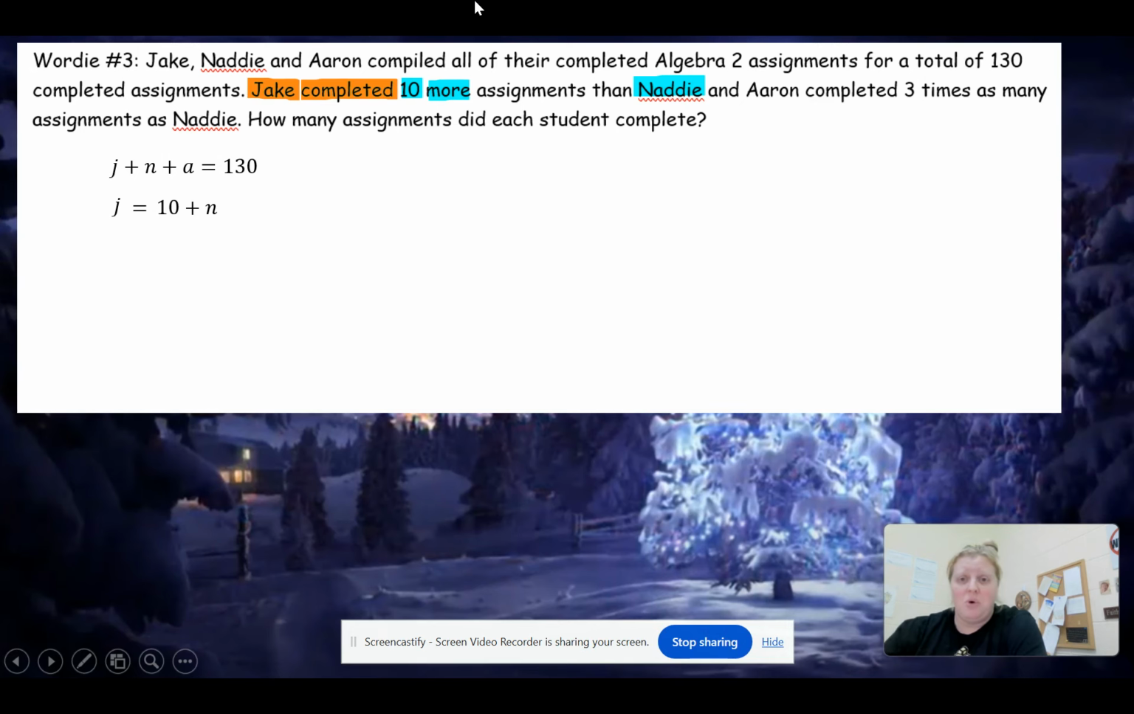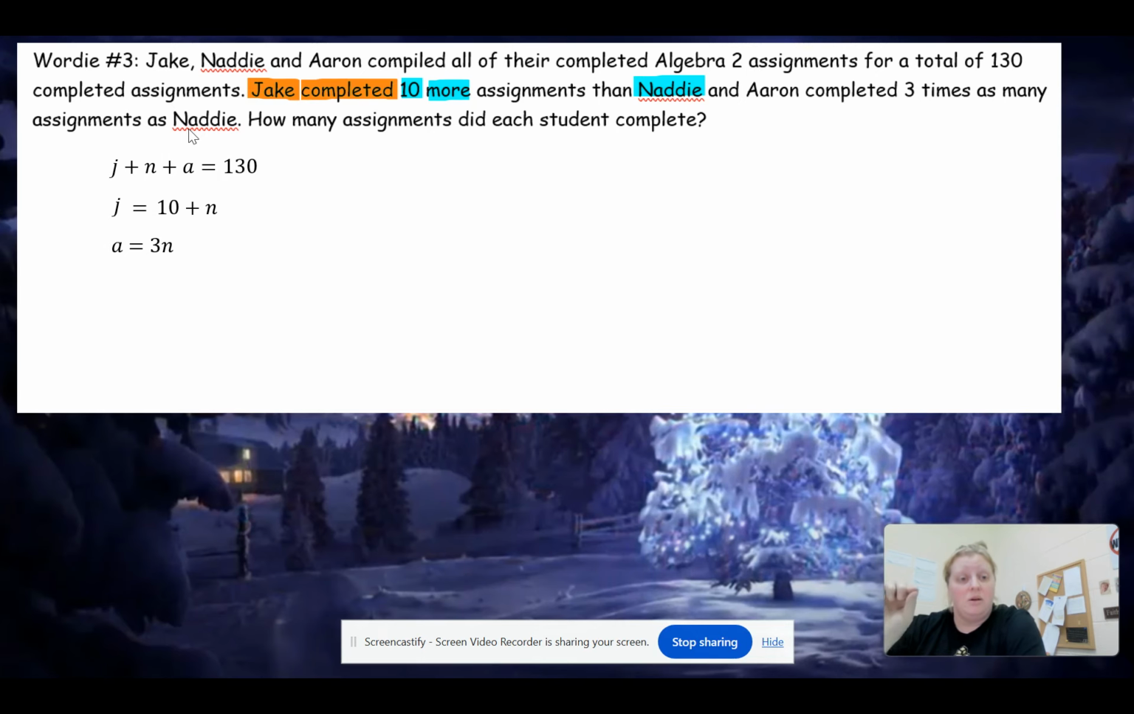And then we have one more. We have Aaron. So I would write an A. And then completed. Again, that yields a total. So we use an equal sign. And then it says 3 times whatever Natty did. So to me in math, that means I gotta do 3 times n.